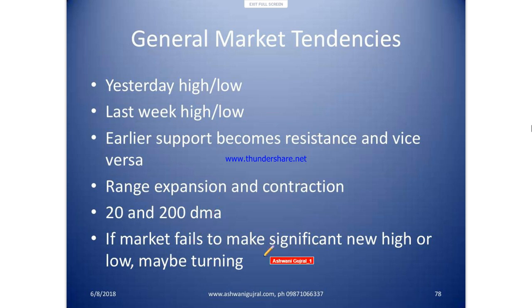Range expansion, range contraction, I have told you. Principle of volatility, narrow range, expansion, narrow range, expansion. That's how volatility alternates. 200 DMA gives you indication of trend and strong support or resistance. If a market fails to make a significant high or low, maybe turning. I just explained to you that if we don't make a fresh high, chances are it's going down.